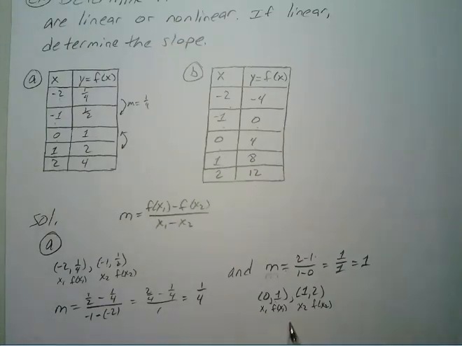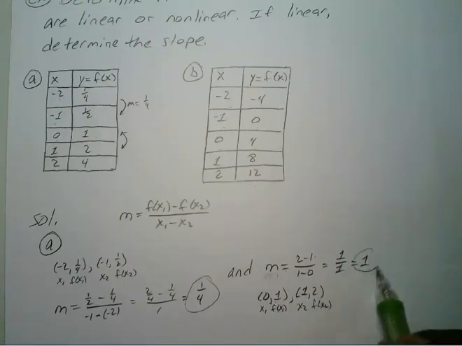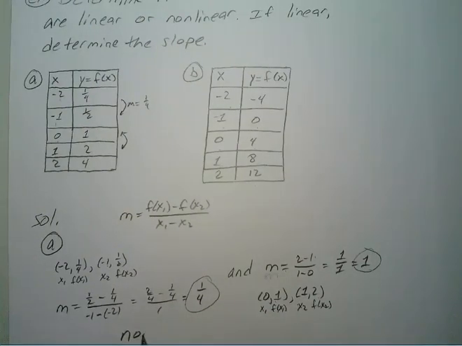Okay. So you have (0, 1) and (1, 2). Once you plug those in and get a slope of 1, you see here that on the very same function, if it's linear, you can't have two different slopes. The slopes have to be consistent throughout. So it's nonlinear.